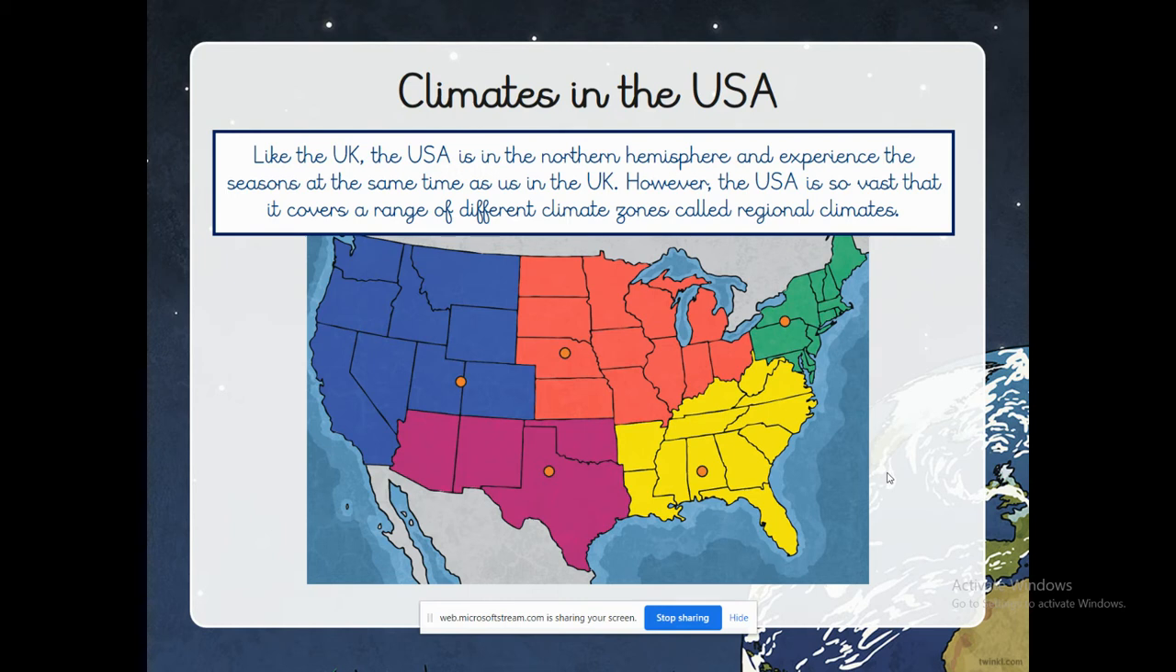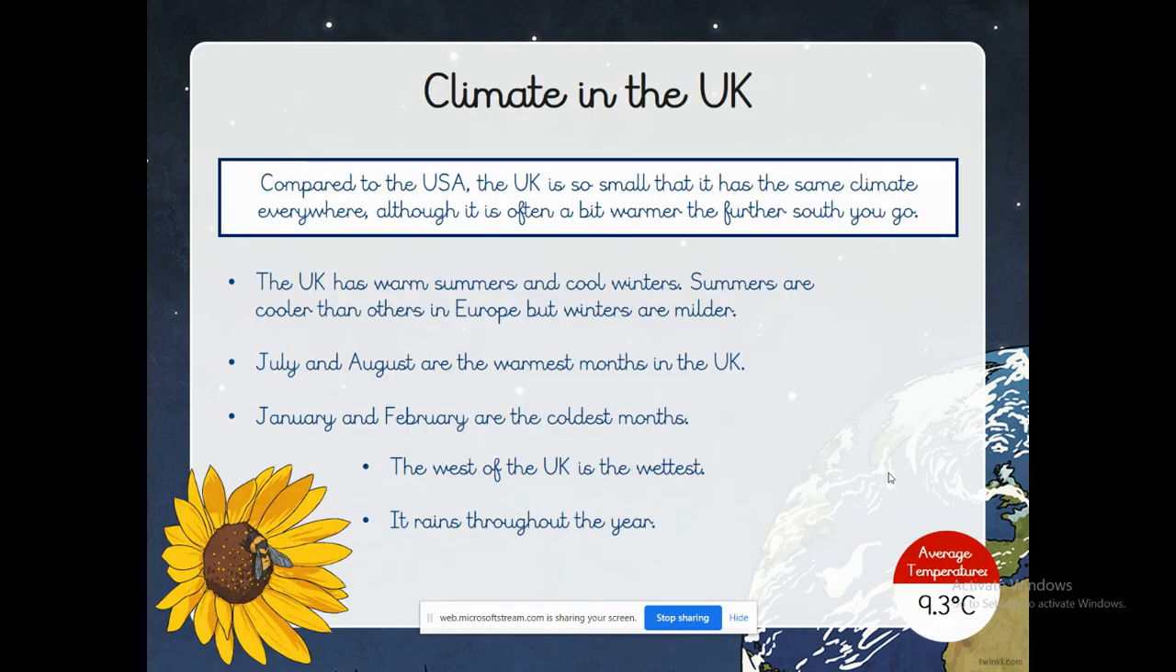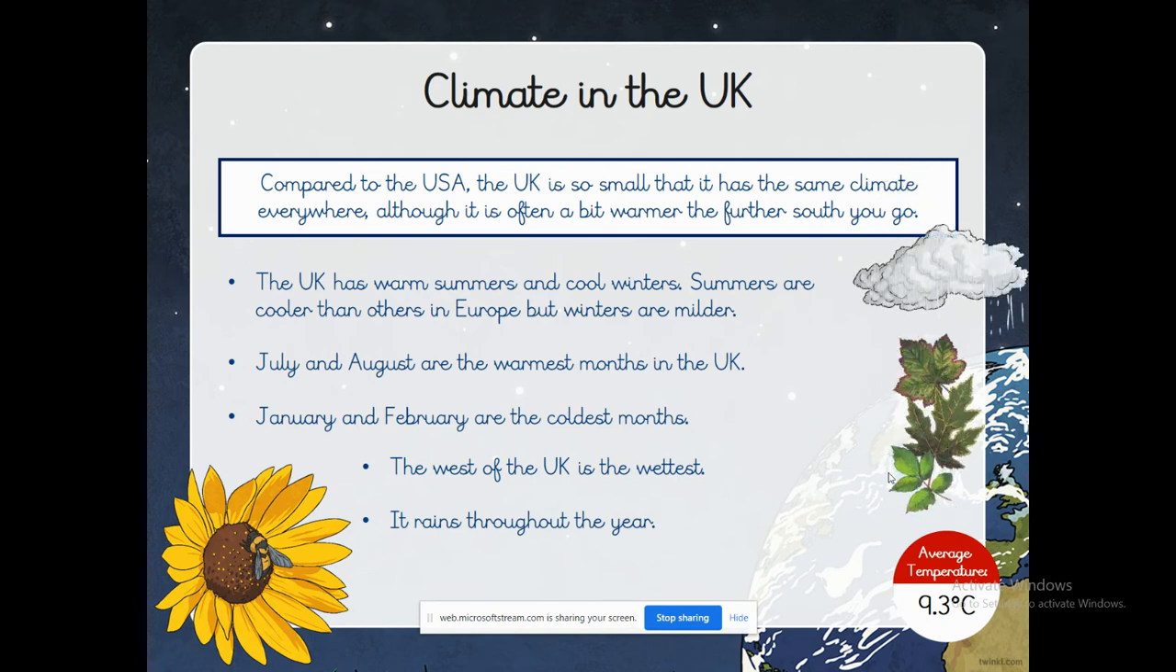Like the UK, the USA is in the northern hemisphere, the top half of the world, and experiences the seasons at the same time as the UK. However, the USA, America, is so vast, so big, that it covers a range of different climate zones called regional climates. And they get extreme weather compared to us. Even though the seasons are the same, we don't tend to get so cold or so hot. In America, it's very different.